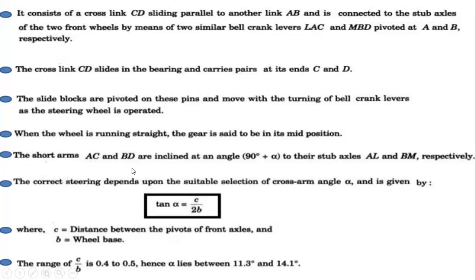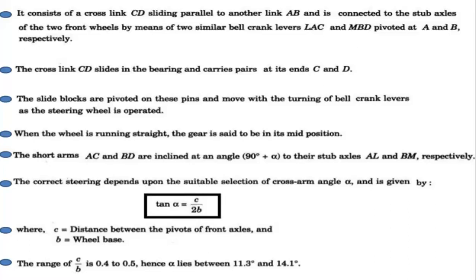The short arms AC and BD are inclined at an angle 90 degrees plus alpha to their stub axles. So these are defined at the stub axles AL and BM respectively. The correct steering depends upon the suitable selection of cross arm angle, that is alpha, and it is given by tan alpha is equal to C by 2B. So this position of the arms is taken as tan alpha is equal to C by 2B.